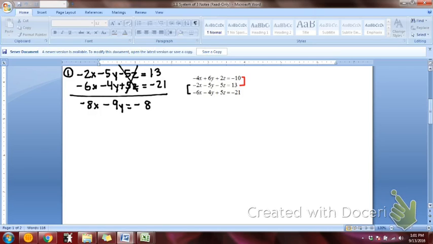So that means I need to multiply this top row by a 5. Okay, so put that off to the side, and I need to multiply this middle row by a 2. So this is step number 2 over here. Let's go ahead and multiply the 5 through. Be careful of the signs.